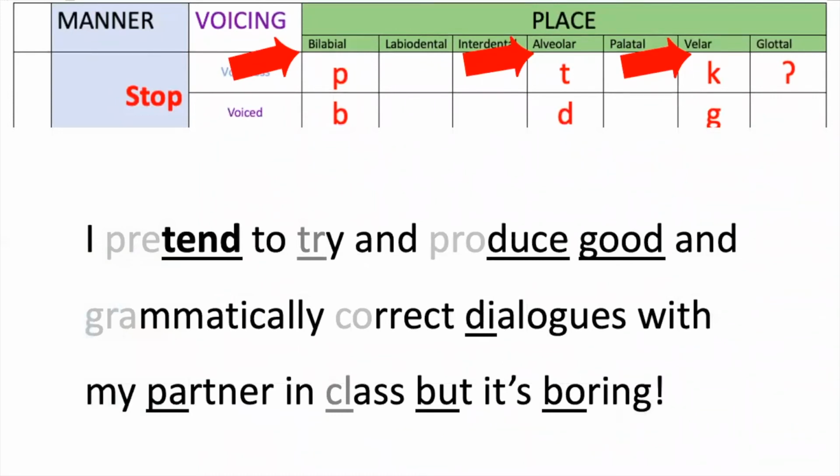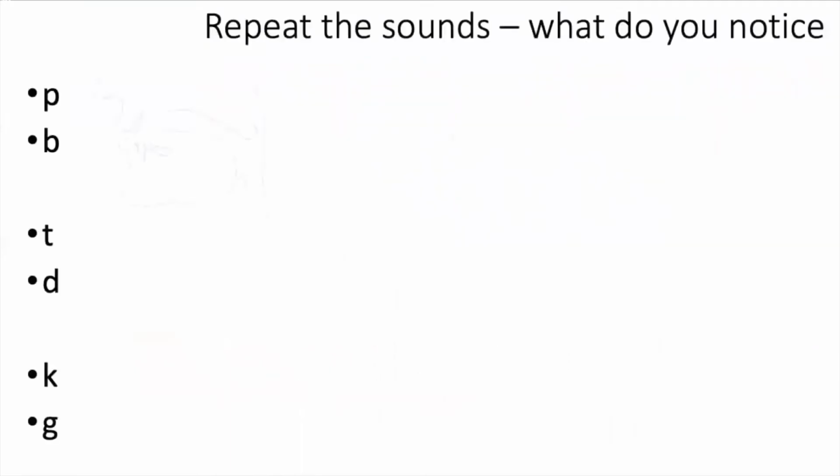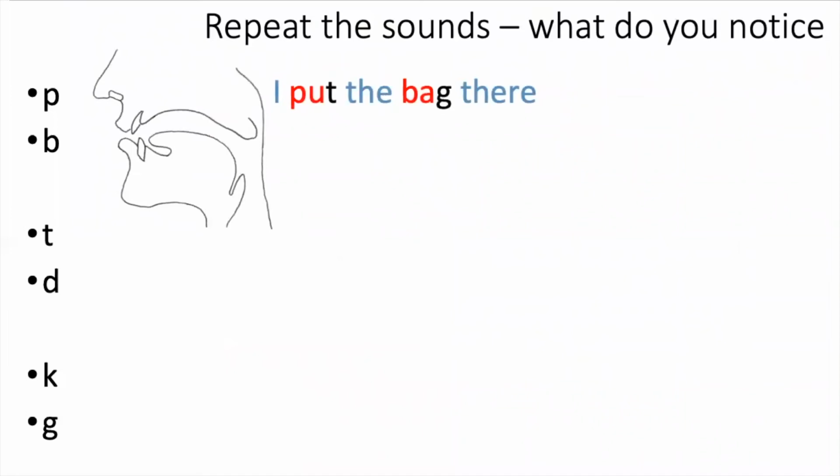I pretend to try and produce good and grammatically correct dialogues with my partner in class, but it's boring. So what you'll find is a lot of these stress syllables occur, but there's a build-up of stress prior to it. So it creates a lot more contrast in itself. So if I give examples of these stops, you can see the first one. I put the bag there. So you can see put and bag are stressed and the blue is at the back.